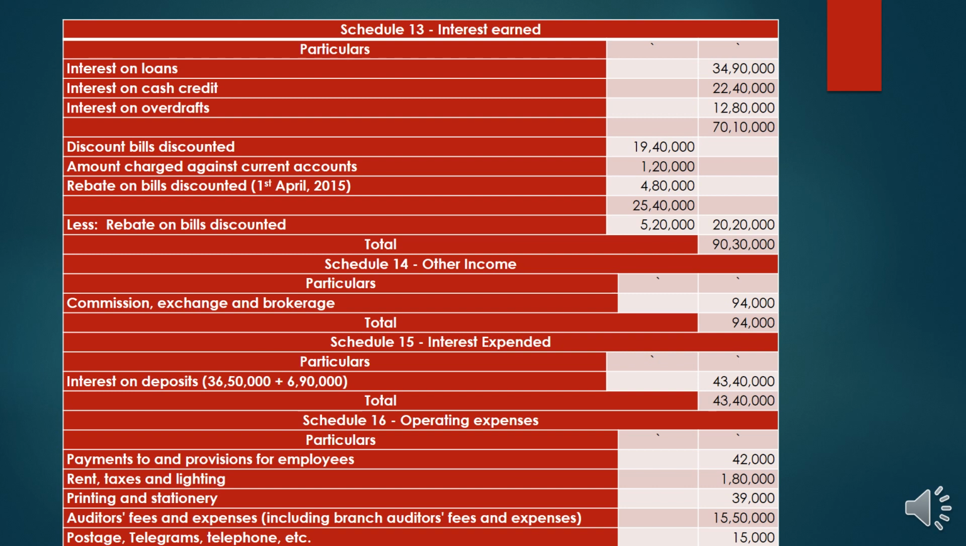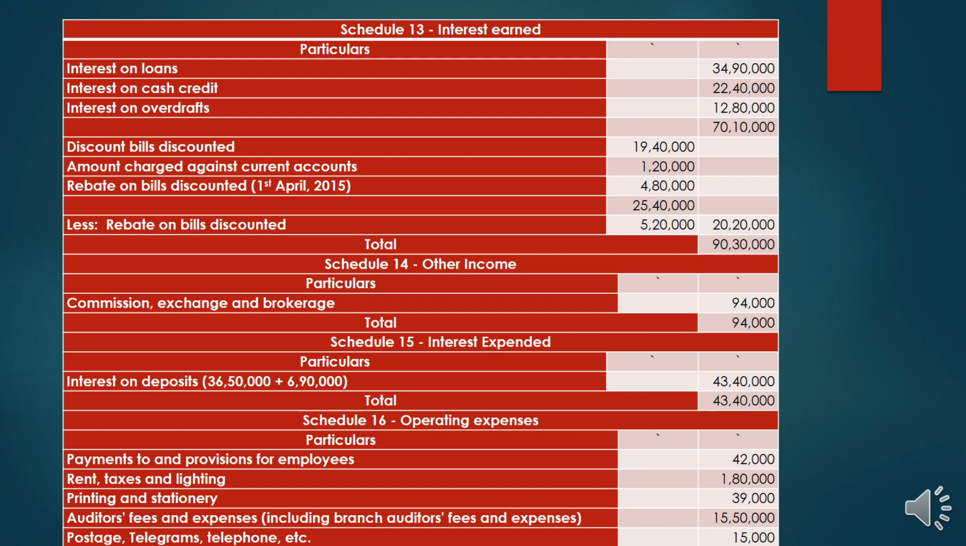Schedules. Schedule number 13, interest earned. We have interest on loan, interest on cash credit, and interest on overdraft. Next, discount on bills discounted, amount charged against current accounts. Rebate on bills discounted less rebate on bills discounted for the current year. So for the total bills discounted, we will add last year's rebate on bills discounted and we will deduct the current year rebate on bills discounted, and again the amount charged against current accounts will be added to discount on bills.